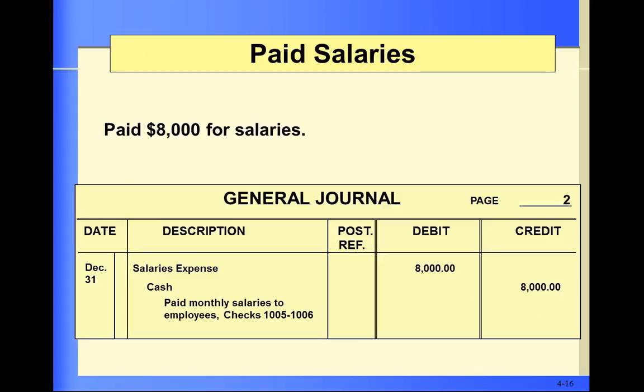Now we'll look at some expenses. Expense accounts, if you remember from looking at our T accounts, are set up in the opposite way of revenue accounts. So the debit entries are what increase the balance of expense accounts. And so this time we had a salaries expense of $8,000, so we're going to increase that balance with a debit entry. And at the same time, we're going to decrease the balance of our cash account by the same amount. And we'll use a memo to explain who we paid these to and using what check numbers.